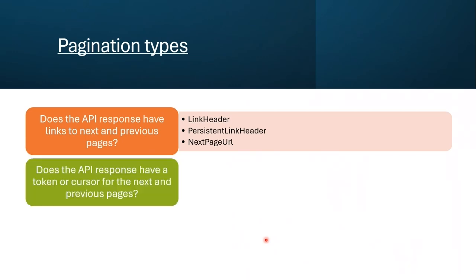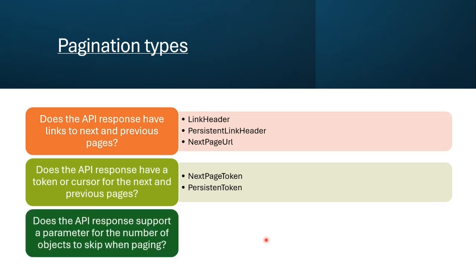The next one is, does the API response have a token or cursor for the next and previous pages? In those cases, we have these 2 different pagination types, next page token or persistent token. Again, in the documentation, you can see the whole extent of that. And lastly, the last method of pagination that we support is if the API has a parameter for the number of objects that I have to skip when I'm doing the pagination. With this, it would be offset. So yeah, these are the different pagination types.